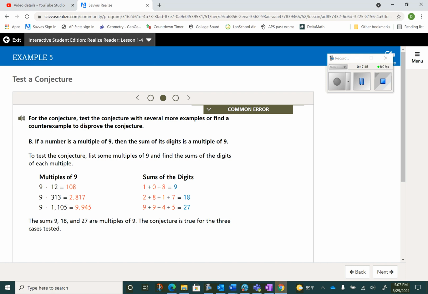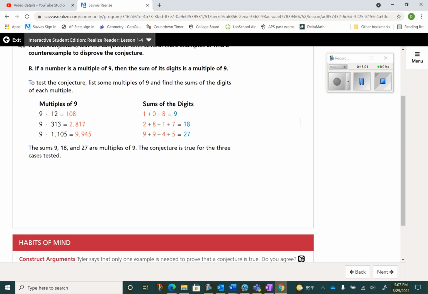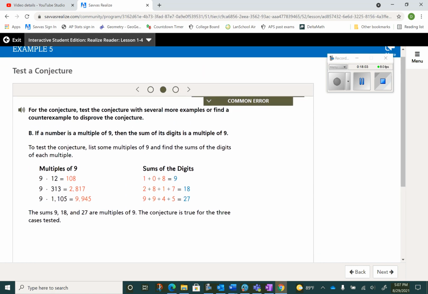Okay? 9 times, amazingly, 1,105 will give us 9,945. Add together the individual digits. 9 plus 9 plus 4 plus 5 gives us 27. That's a multiple of 9. Okay? So it would appear here that conjecture B is in fact true.